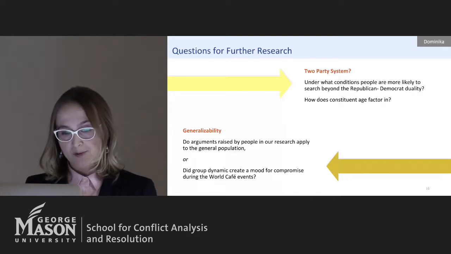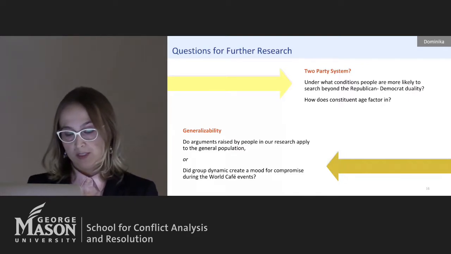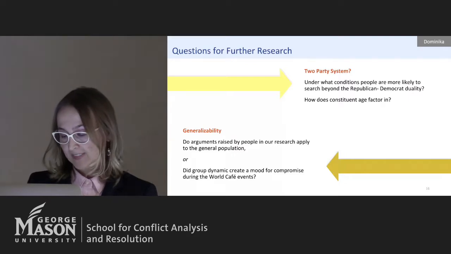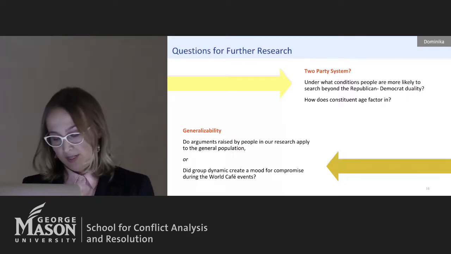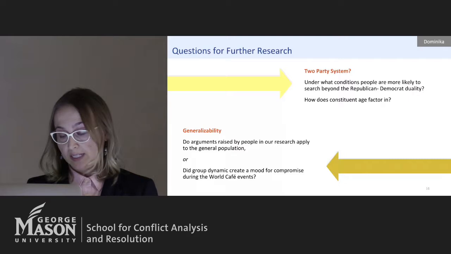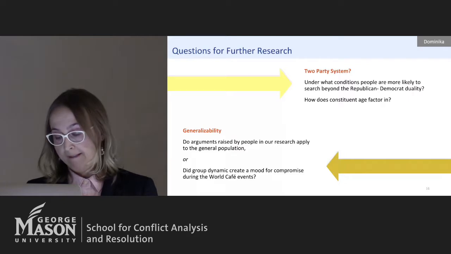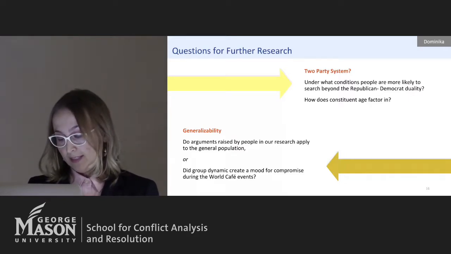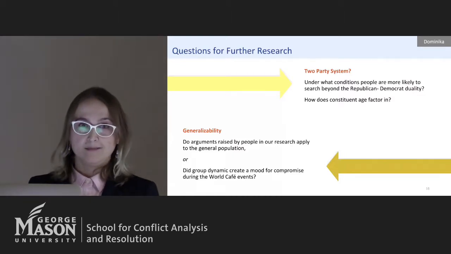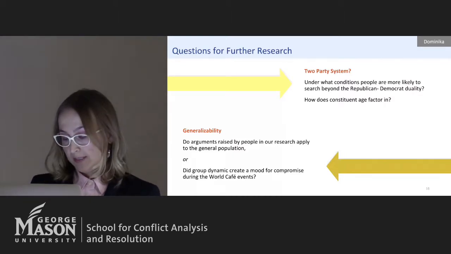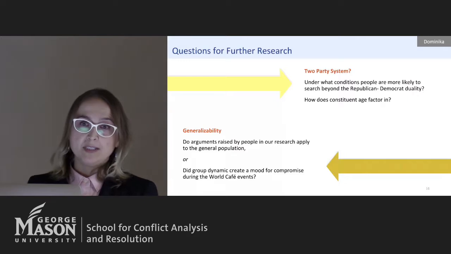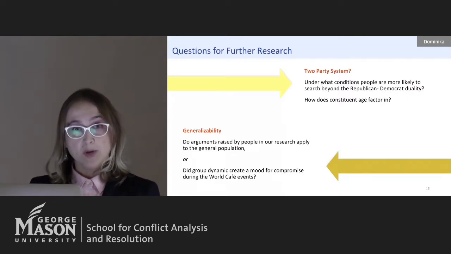Did group dynamic create a mood for compromise during the World Cafe? The atmosphere was more agreeable than contentious. As we mentioned before, the groups embraced the values of neutrality. However, reaching a compromise is not the same as giving up their political beliefs. So it only confirms the value of fairness that people held.